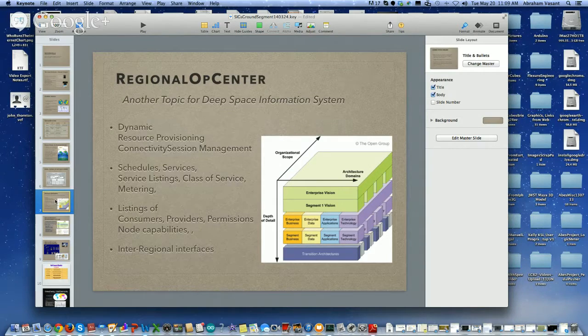Another topic for the deep space information system will be to define regional operation centers. They tend to be dynamic in nature, and resource provisioning, connectivity, session management will be one of the primary responsibilities of the op center. Schedules, services, managing service list, class of service, metering of the services offered will also be part of the regional op center's responsibilities. And further, we expect a huge amount of database that will be addressed by consumers, providers, various permission lists, and node capabilities, and so on. And of course, when you talk about regional operating centers, they need to talk to the neighboring regions, which also will be covered.